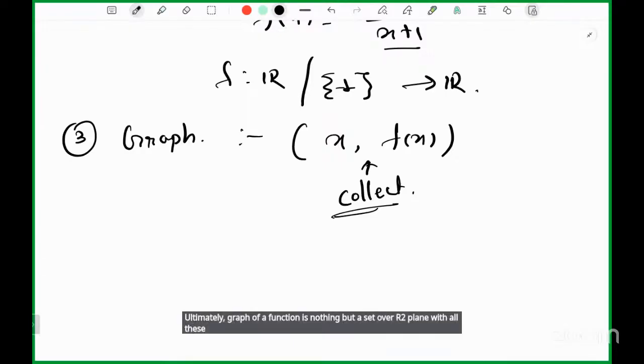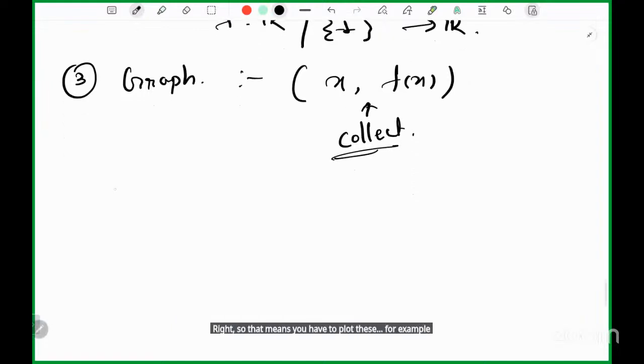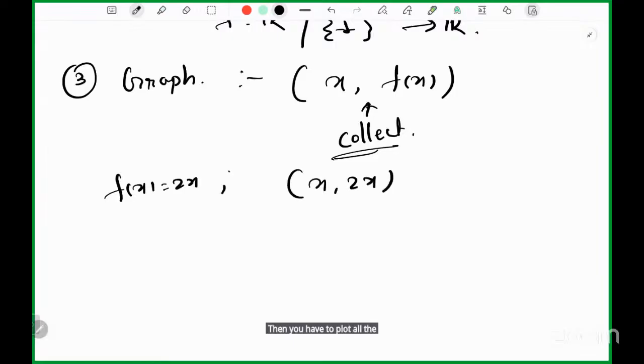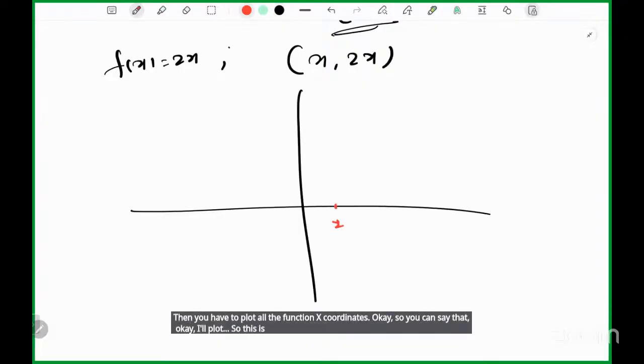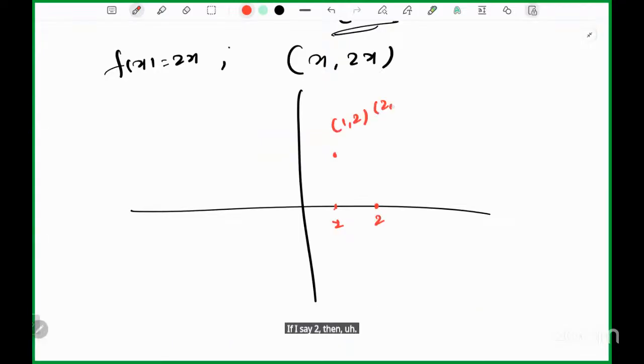That is x comma f of x. Right? So that means you have to plot these functions. For example, if you have the function f of x is equal to 2x, then you have to plot all the points x comma 2x. So this value is 1. For one input, I'll get 2 as an output, so 1 comma 2 is there. If I say 2, then 2 comma 4 is there, right? So you'll plot all those points, and ultimately you will get a figure, and that figure is known as the graph.